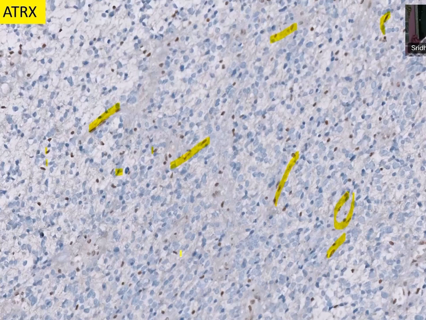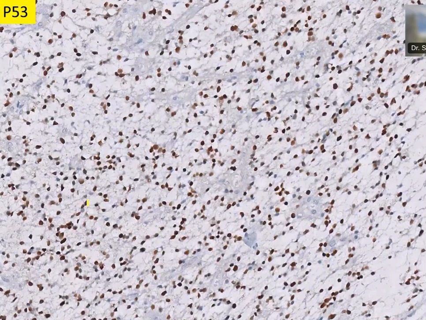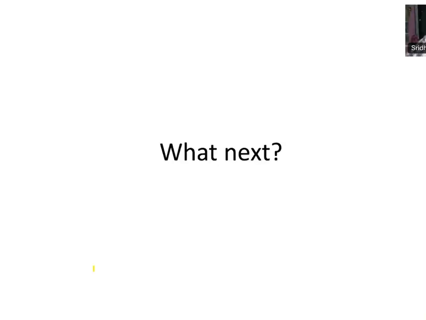Okay? Yes, sir. This is P53. How will you interpret P53 here? So it is positive, sir. Positive, it's a mutant type of phenotype, right? Yes. So what next now?